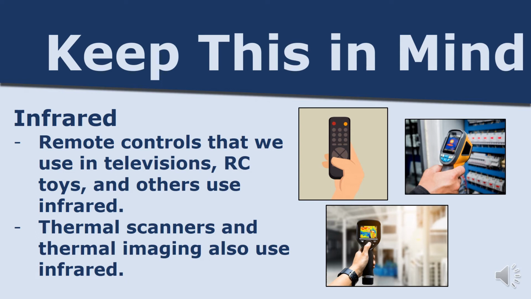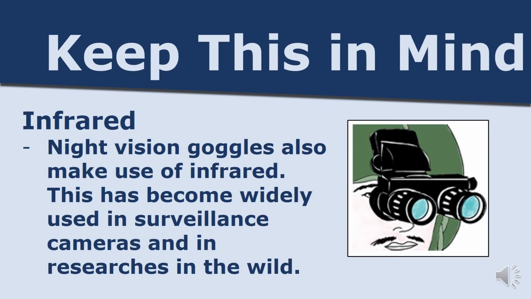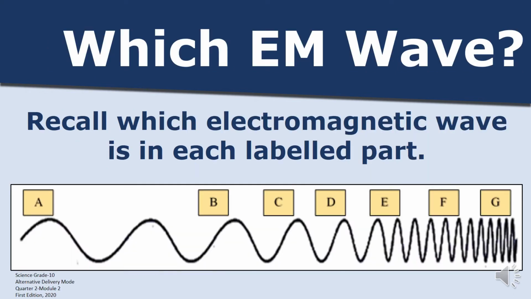Remote controls that we use in televisions, RC toys, and others use infrared. Thermal scanners and thermal imaging also use infrared. In thermal imaging, the varying temperatures register different colors: red, yellow, and orange for warmer temperatures, green, blue, and violet for cooler temperatures. Night vision goggles also make use of infrared. This has become widely used in surveillance cameras and in researches in the wild. We're done with the first three. What about letter D?